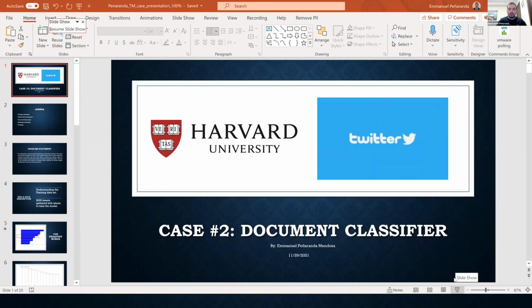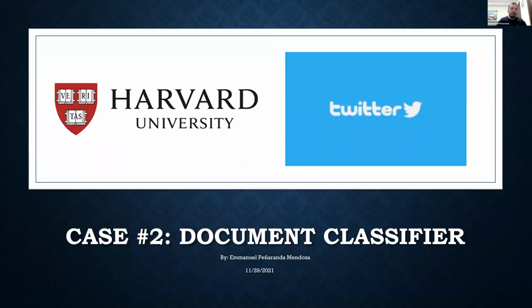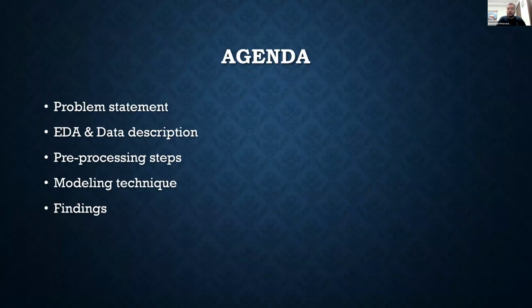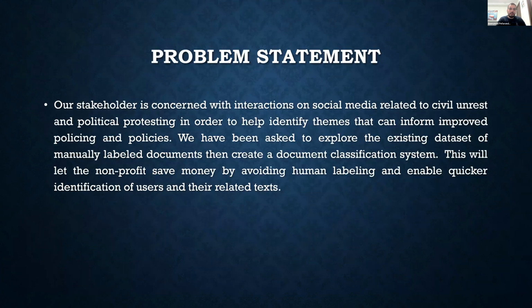And basically, we're going to start with our agenda right now. We're going to go over our problem statement. After that, we're going to do a little explanation of the data description and the exploratory data analysis that we performed, along with the pre-processing steps that we followed in order to build this model. After that, we are going to cover the modeling techniques that we utilized and our findings. So let's just jump into it, right?